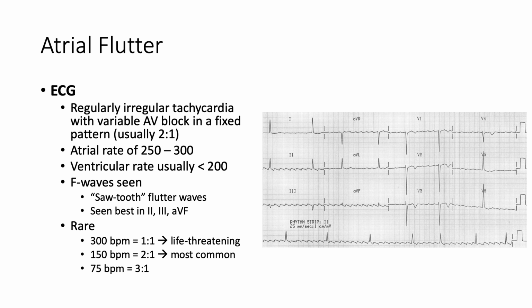3-to-1. And you'll have an atrial rate of around 250 to 300, so that's all of these F waves. And then the ventricular rate will be less than 200. So this one here is particularly slow, but they can get quite fast. And as I said, the F waves are the sawtooth waves, and you can see them best in 2, 3, and AVF, so in those inferior leads. I couldn't tell you if that's in general or if that's just for this ECG. Give it a go next time you see atrial flutter.